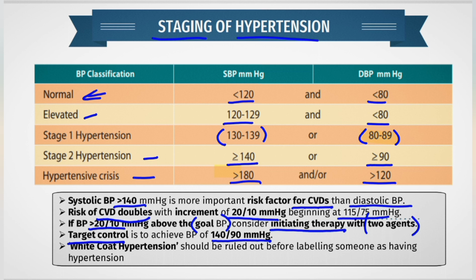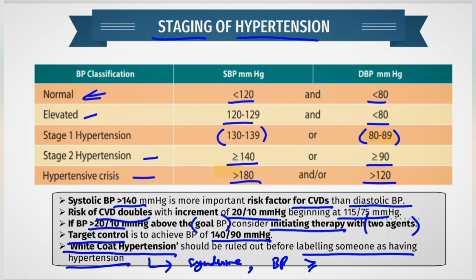There is a phenomenon known as white coat hypertension, and this phenomenon should be ruled out before we label any person as having hypertension. White coat hypertension, which is also known as white coat syndrome or white coat effect, is a medical phenomenon in which the person's blood pressure recordings come consistently higher.